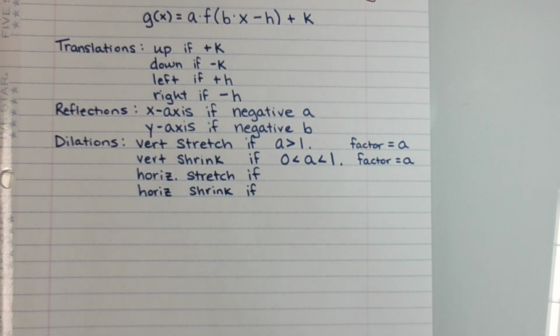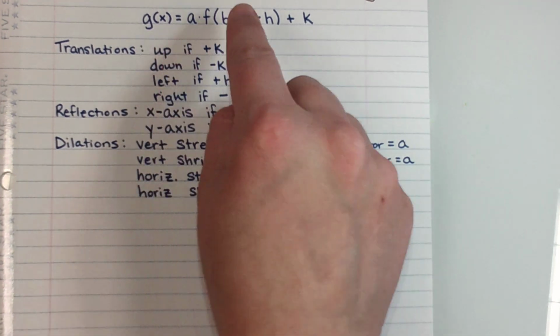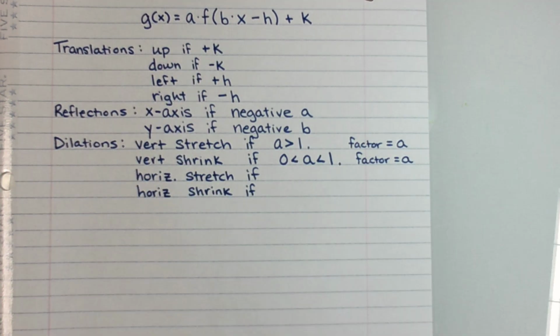Horizontal stretches and shrinks happen when you multiply something directly by the x itself, the x in the function. So this is where that b comes in. Now I'm going to tell you right now, our book does not call it b. Our book, for some reason, calls it a. It decides that this is A, and this is A, and you need to figure out if it's horizontal or vertical based on its location.